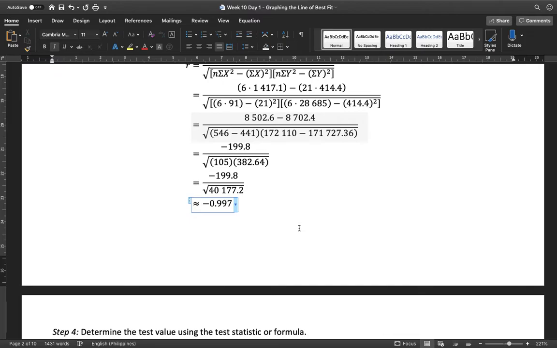Normally, we would not be using negative 1 in this case. Bakit hindi natin gagamitin negative 1 in this case? Kasi yung negative 1, it's a perfect negative correlation. Ito, mahaba lang siya ng value. Negative 0.997, so on and so forth kasi yan eh.